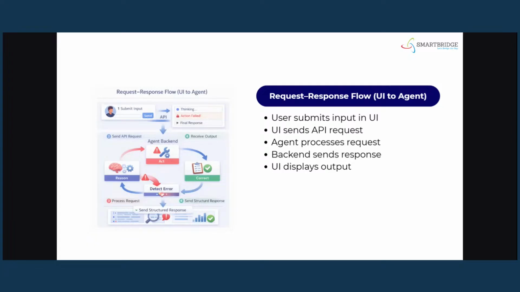So here, whatever input we give, it will first be sent to the backend. This is called a request, sending the request to the backend using an API. Then in the backend we have an agent. So the agent will process the prompt, whatever prompt we have sent. Then it will generate a response for that prompt. Then the backend will respond to the front end with that response. So then the front end will display the output. Okay.